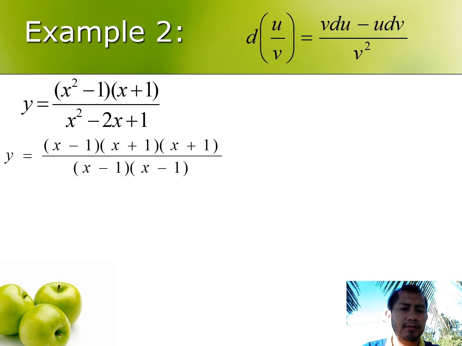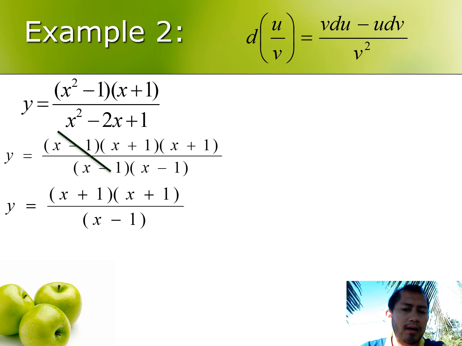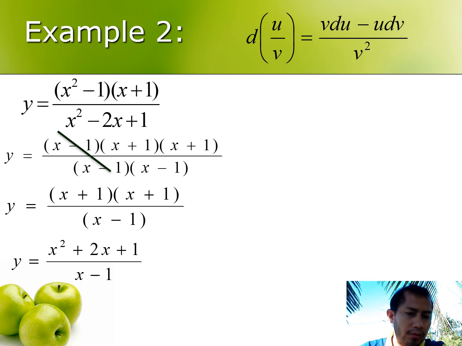So by simplifying it, we will have the factor of x squared minus 1, which is x minus 1 times x plus 1, times, of course, the original given, which is x plus 1. And the factor for the denominator, x squared minus 2x plus 1, is x minus 1 times x minus 1, which means that we can cancel out x minus 1. So therefore we now have the numerator of x plus 1 times x plus 1 all over x minus 1, or x squared plus 2x plus 1 all over x minus 1.